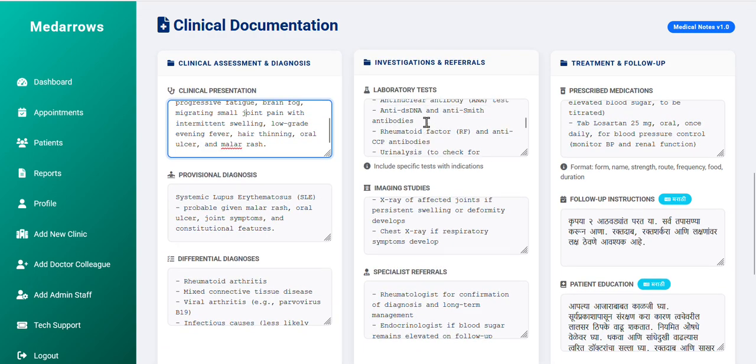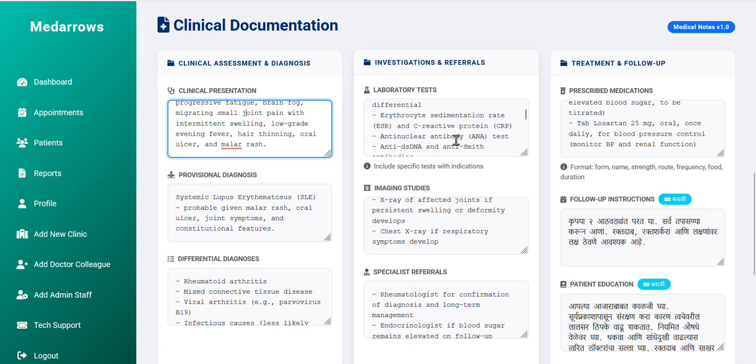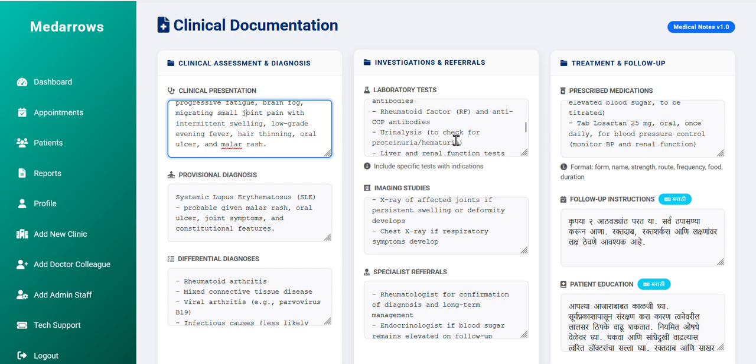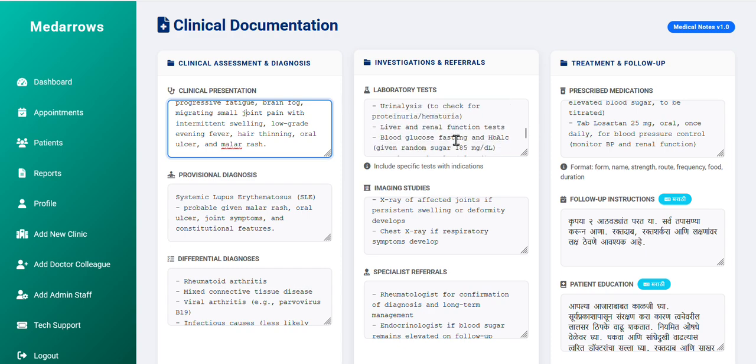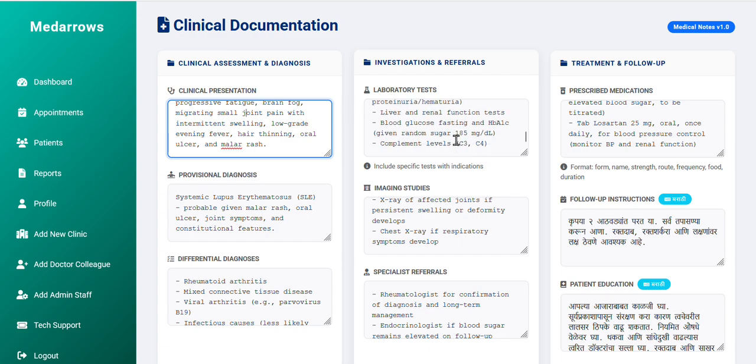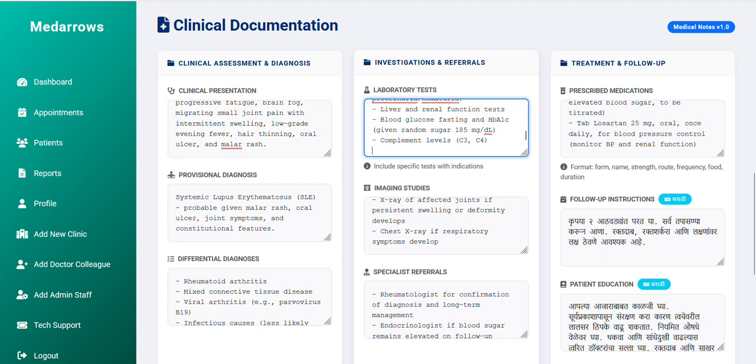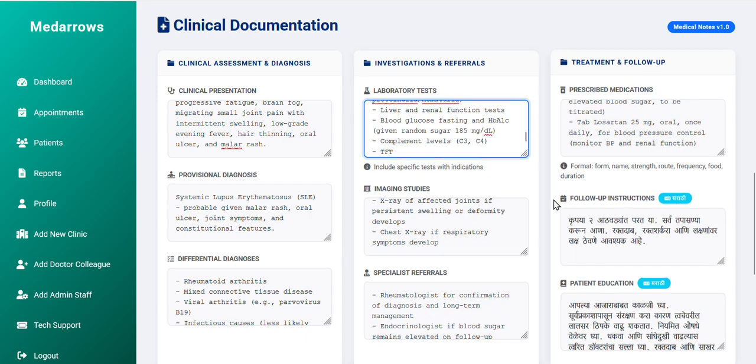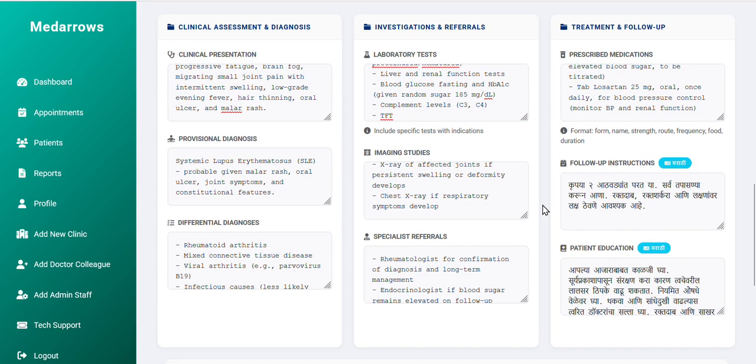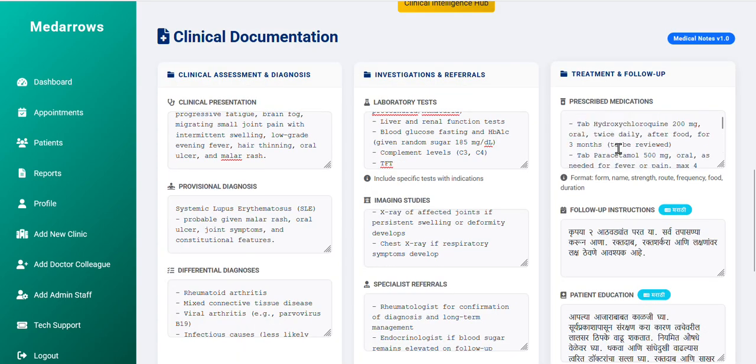That's the clinical presentation and labs. In the labs, you have CBC, ESR, CRP, ANA, anti-dsDNA, anti-Smith, rheumatoid factor, anti-CCP, urinalysis to check for proteinuria, hematuria, LFT, RFT, fasting blood sugar, HbA1c, and complement levels. Also, let's order TFT. So whatever you edit, it gets added to the final document that you're gonna hand over to the patient. Okay, let's check the prescribed medications.